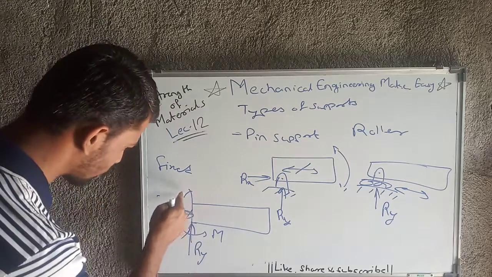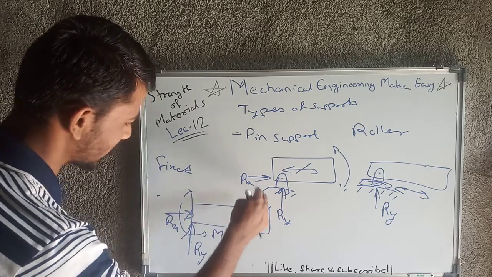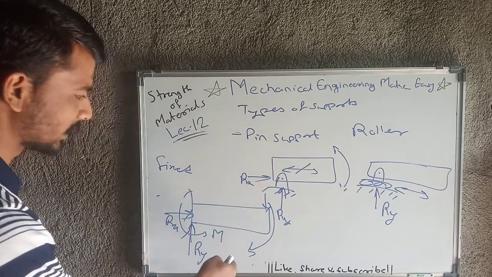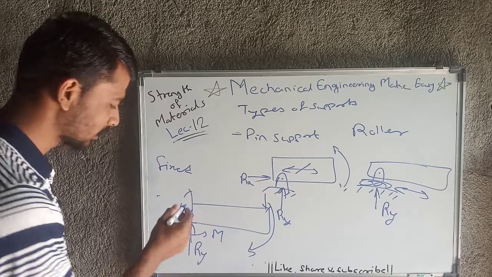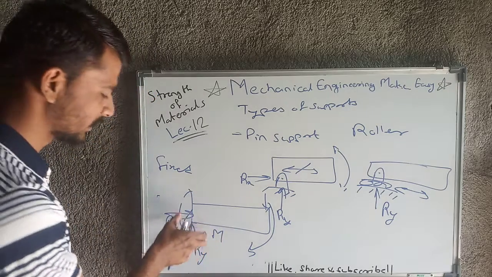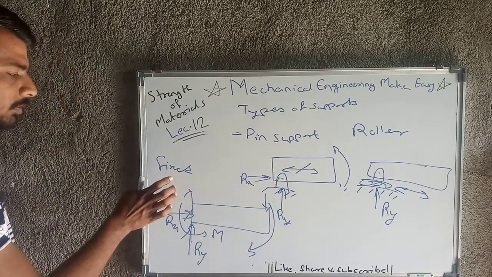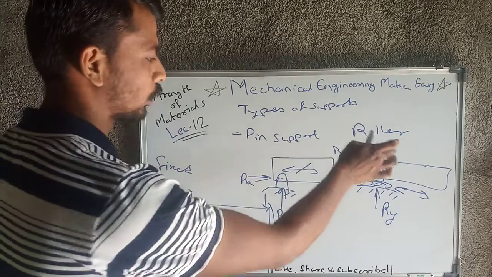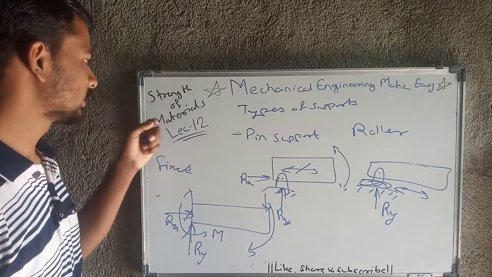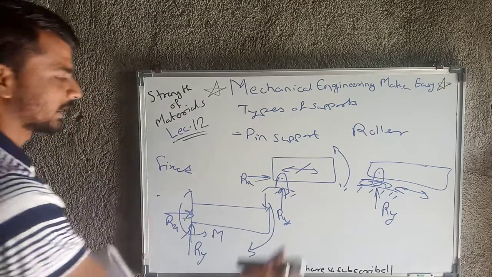And why have I shown the moment in this direction only? Because if there is loading in this direction, then this moment will be in the clockwise direction. So to counter that moment, the moment at the support should be in the anti-clockwise direction. This is the basic reason why I have shown the moment in the anti-clockwise direction. So draw the figures of fixed, pin and roller support. These three kinds of support we are going to use for all the conditions in strength of material. Now we will move towards the next topic, that is types of beams.